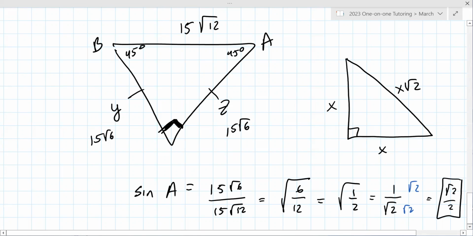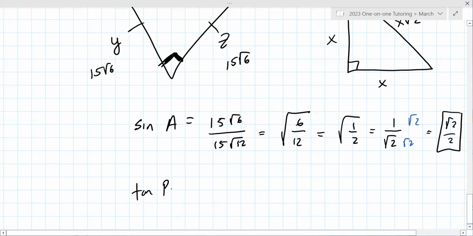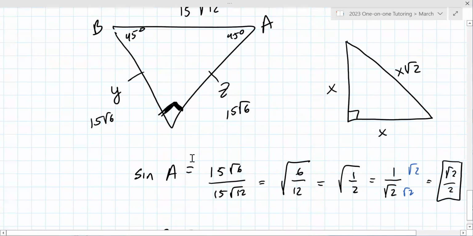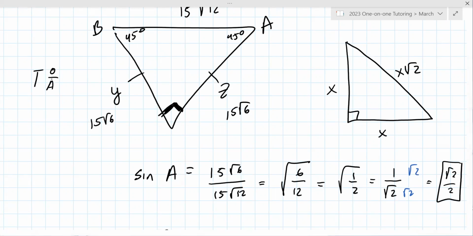All right. So next here, I want you to find the tangent of B. Tangent of B, please. So then that will be adjacent over... it will be the same thing. Try again. TOA. Oh wait, no. It's opposite over adjacent, which will just be 1. It is 1.